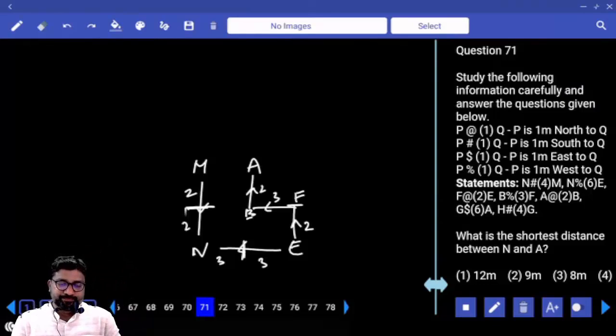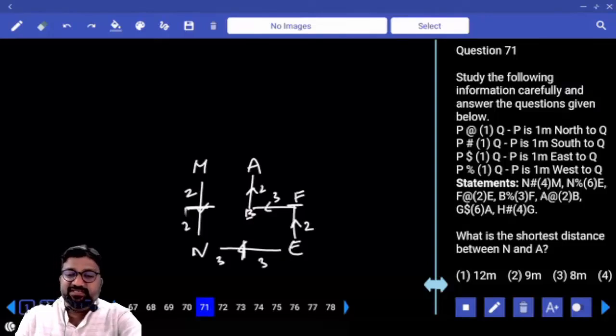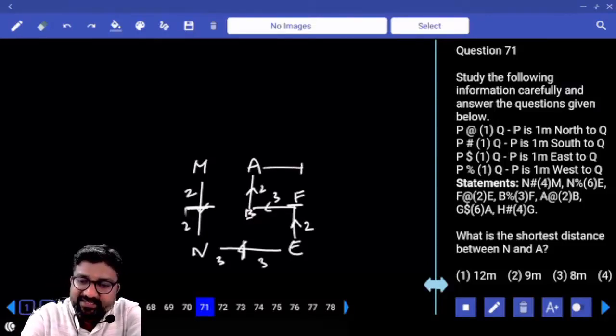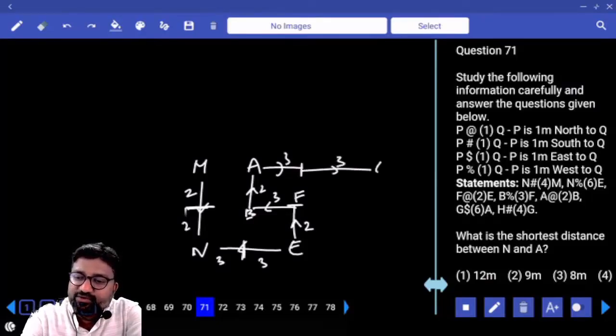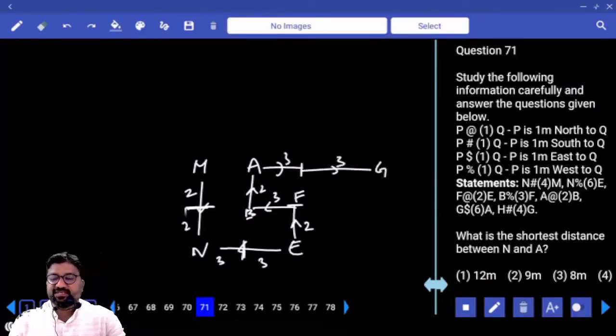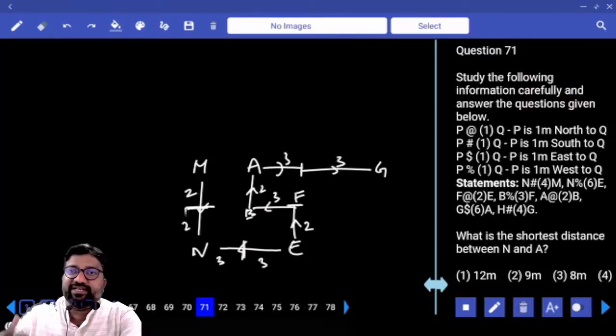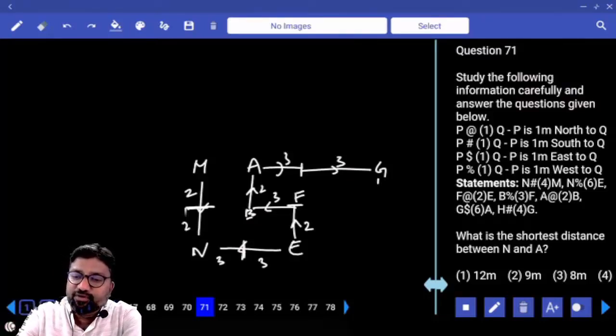Next, look. G dollar A. What is dollar? G is to the east of A. East of A by how many meters? 6 meters. East is right hand side. This is 3 plus 3. And who is this? G. Next, H hash G. H is to the south of G. South means downward. How many meters? 4. What is half of it here? 2.